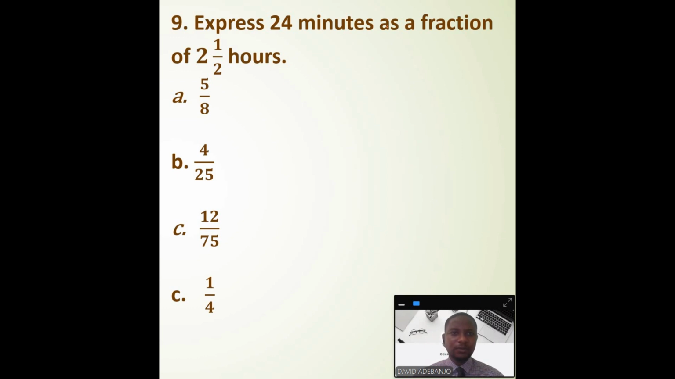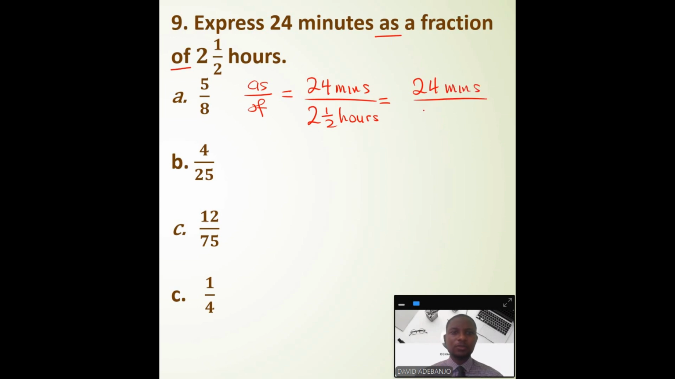Express 24 minutes as a fraction of 2 and 1 over 2 hours. So the formula is as over of, and the as is 24 minutes, the of is 2 and 1 over 2 hours. And you change both of them to the same units. So you have 24 minutes. The 2 hours will give you 120 minutes, while half hour will give you 30. So 120 plus 30 will give you 150 minutes.